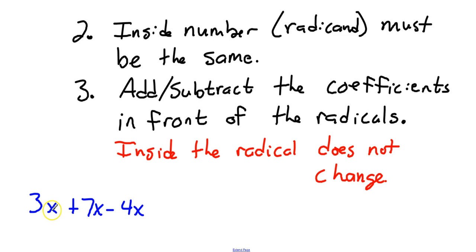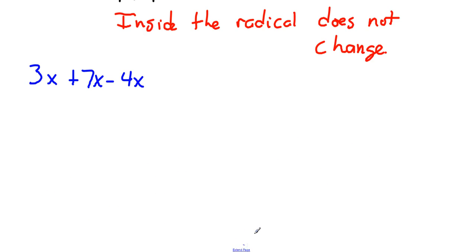They're all x to the first power, so the x's would all be the same. And once you got that, well, now you can just basically ignore the variable part. And you can add the numbers. So you can do 3 plus 7 minus 4. And then you would just put the x on the outside. So 3 plus 7 is 10. 10 minus 4 will get you 6x.